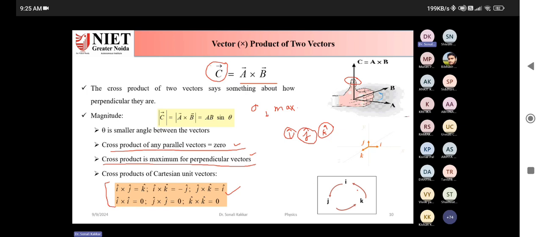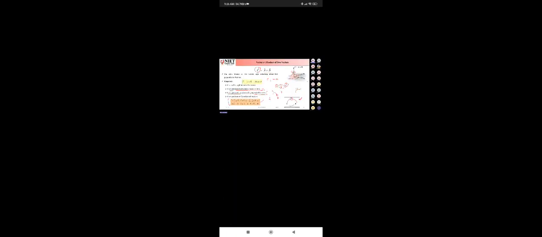So these are some basic rules for the cross product of Cartesian vectors, and there is this diagram also from which you can remember. This is i cap, j cap, k cap. If you go from i to j, that is i cross j. What is the resultant? k cap. So i cross j is equal to k cap.